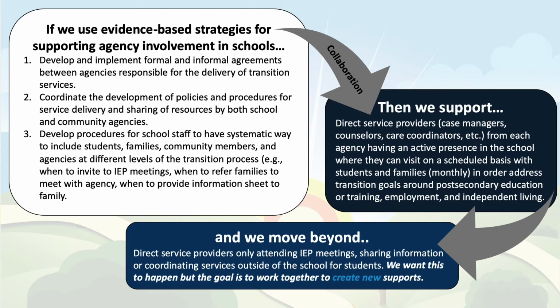If we use these three evidence-based strategies with fidelity and support collaboration between direct service providers and school personnel, then we can move beyond direct service providers only attending IEP meetings, sharing information with school teams, or coordinating services outside of the school for students. We want these things to happen, but the goal is for schools and agencies to work together to create new opportunities and supports.